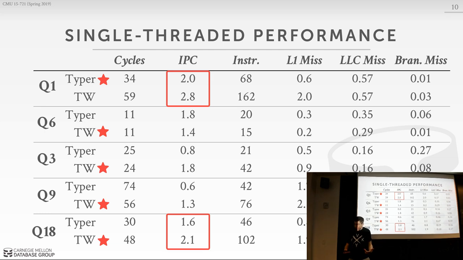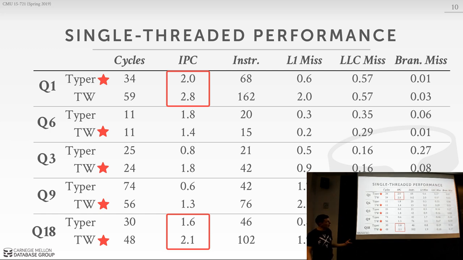The reason VectorWise can get better instructions per cycle is because it has those tight loops, those tight kernels that are just doing one operation on a vector of tuples at a time. Whereas HyPer has more complex loops because it's pipelining something all the way up the plan. So in Q1, the instructions per cycle is 40% better in VectorWise than in HyPer, but it does 74%, or 75%, worse, because it's doing more work per tuple.